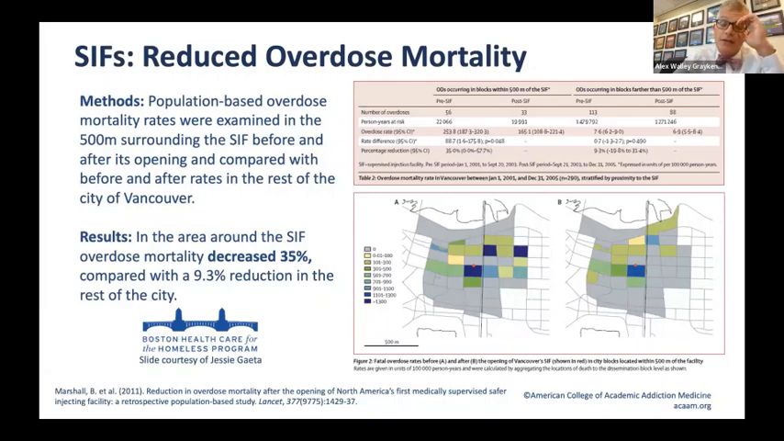The evidence for these includes, again, not a randomized controlled trial, but a well-controlled natural experiment showing reduced overdose mortality. Here they used population-based overdose mortality rates examined in the 500 meters surrounding this supervised injection facility before and after its opening, and compared them with before and after rates in the rest of the city of Vancouver. In the area around the supervised injection facility, overdose mortality decreased 35%, compared with a 9.3% reduction in the rest of the city. So a disproportionately high decrease, which is good, in the area around the supervised injection facility.